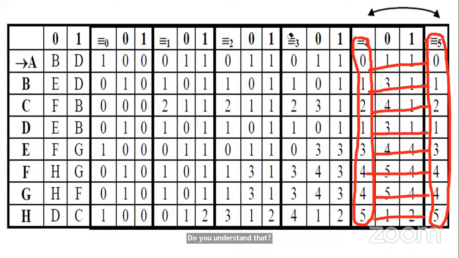Response? Do you understand what I've just explained now? That 0 equivalent to 0, 1 equivalent to 1, and all that.